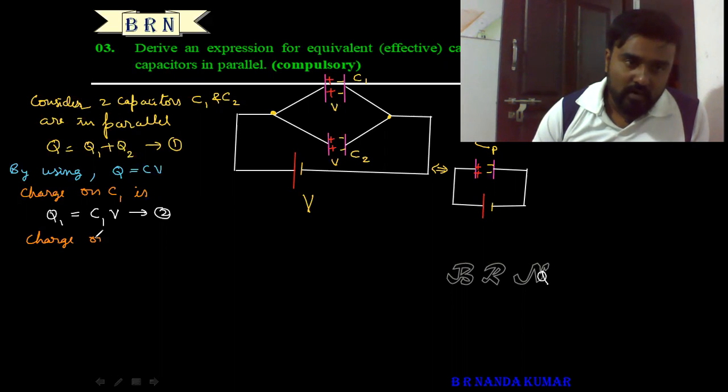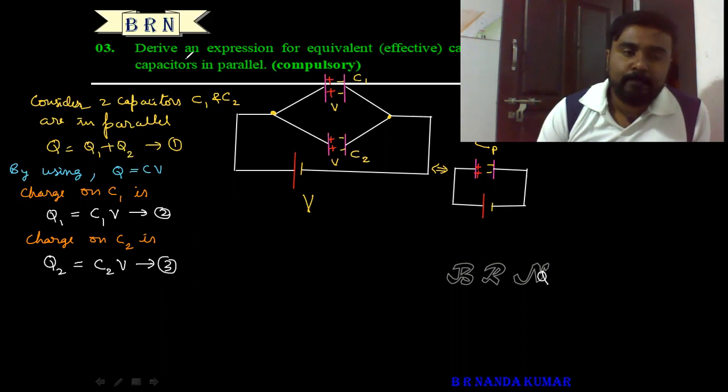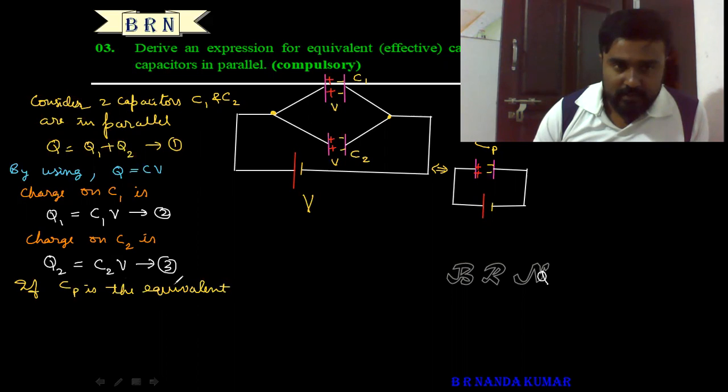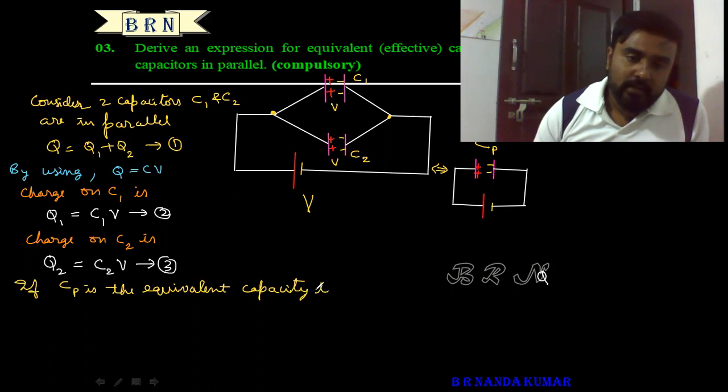Charge on C2 is Q2 equals C2V. Call this equation number 3. If CP is the equivalent capacity, then Q equals CPV. Call this equation number 4.